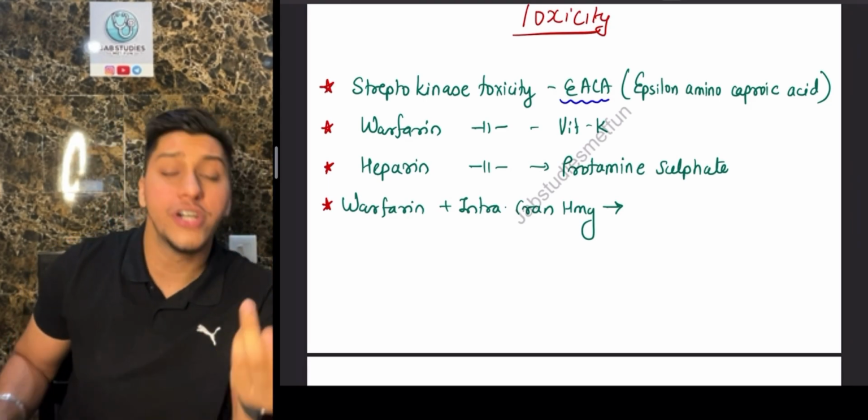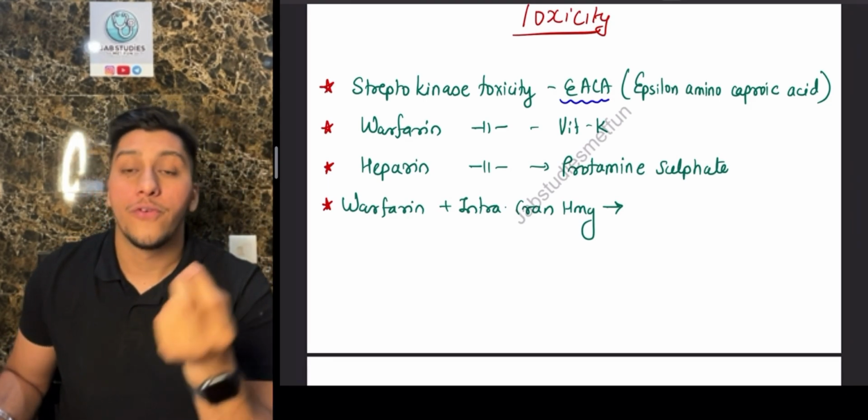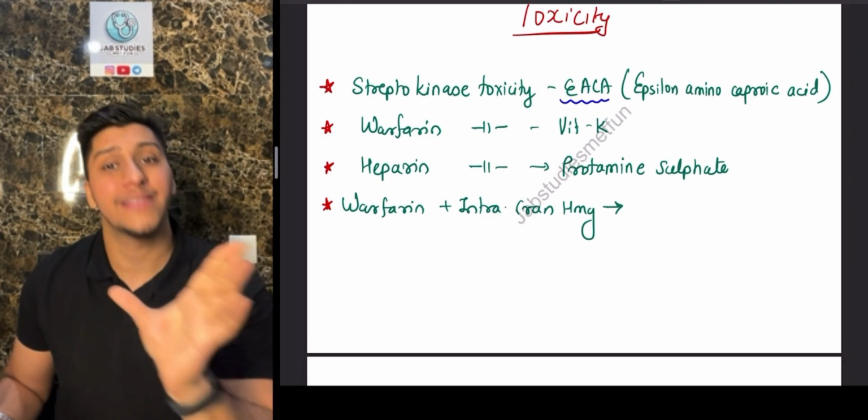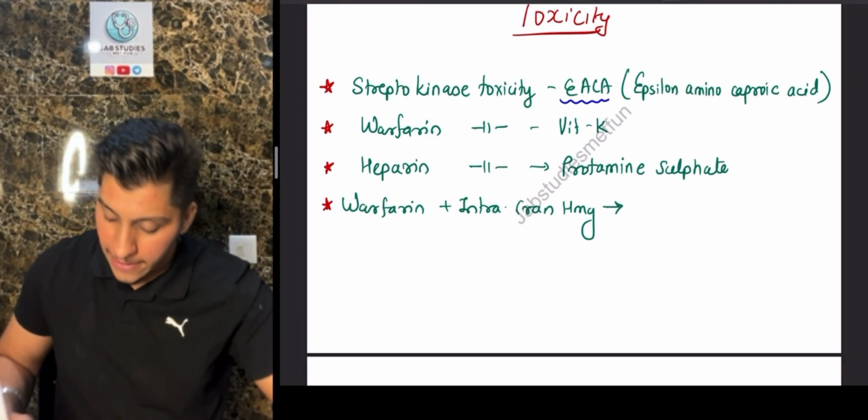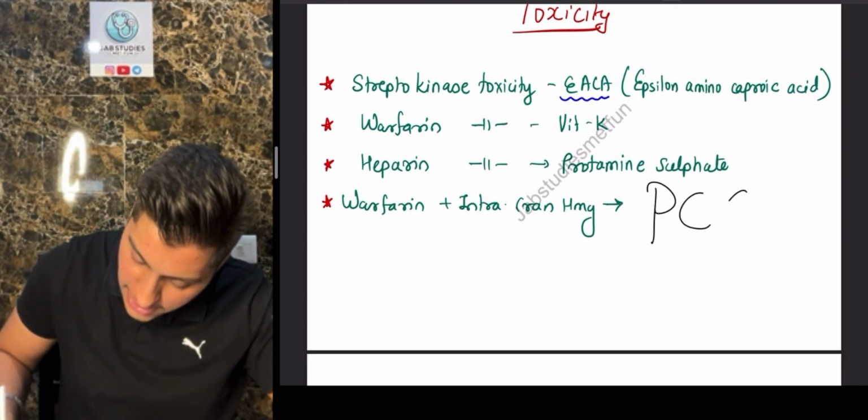For warfarin toxicity, you will give vitamin K. For heparin toxicity, you will give protamine sulfate. And for warfarin toxicity which is causing an intracranial bleed, you will give PCC.